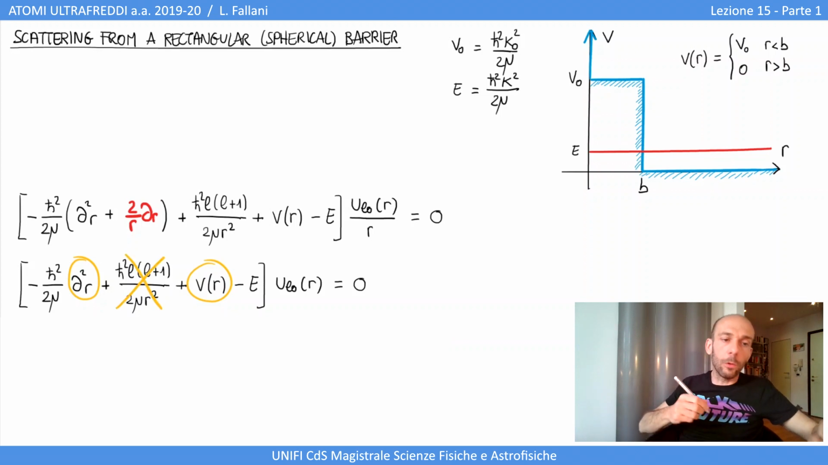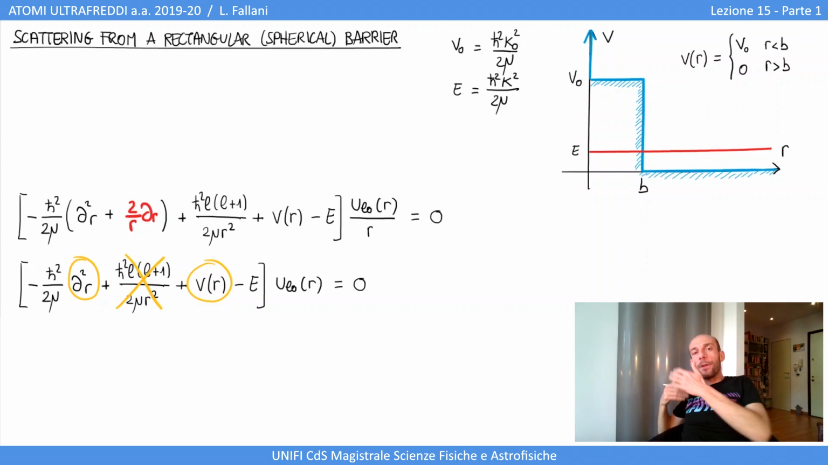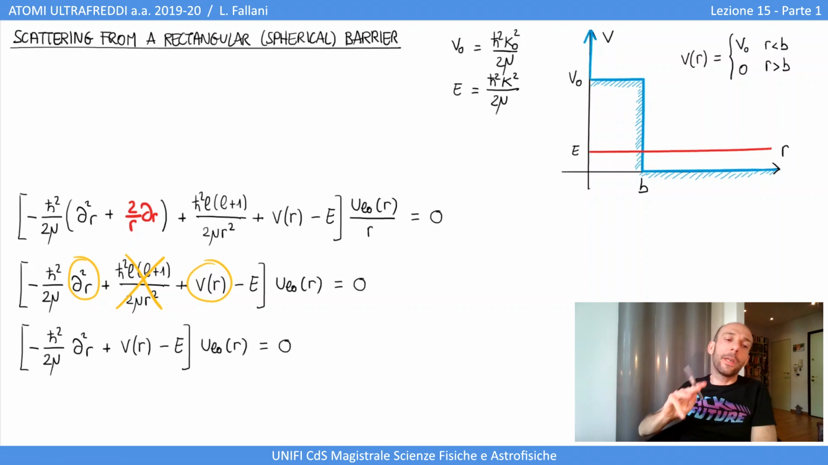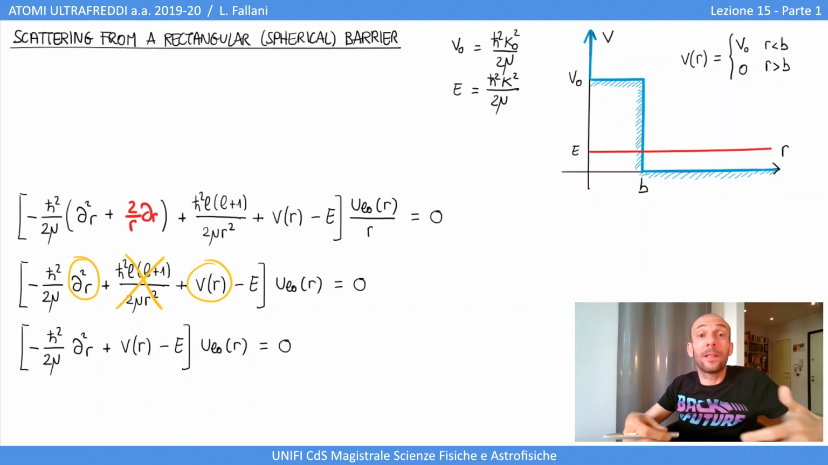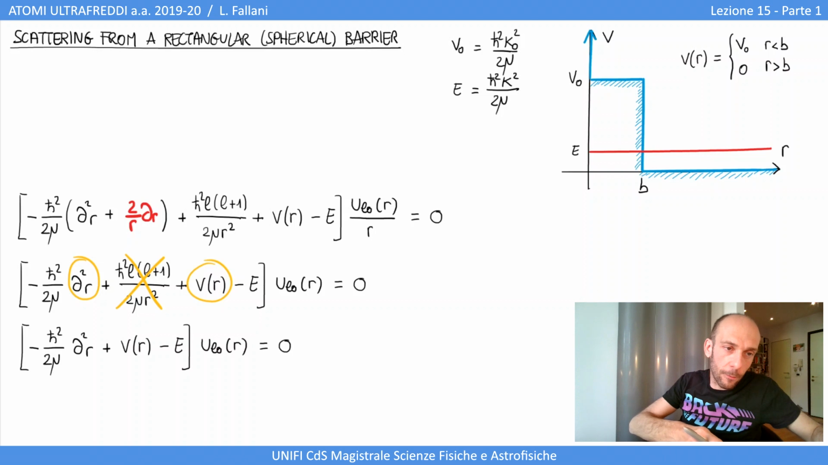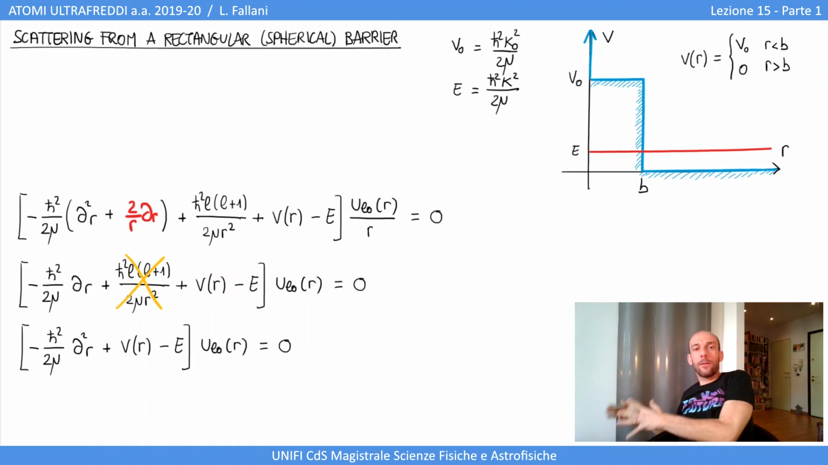So l equal to 0, so everything simplifies, and so the equation that we have to solve now is this equation, which is basically a kind of effective one-dimensional Schrödinger equation for the function u, in which you have the second derivative of u plus the potential, and then of course this has the form of an eigenvalue equation that we need to solve now.